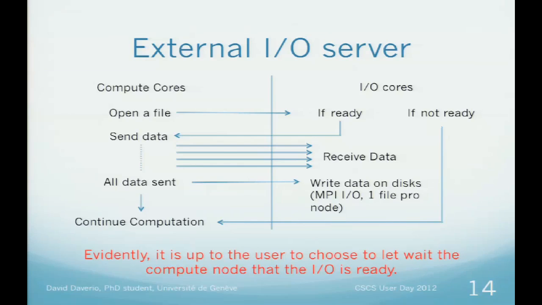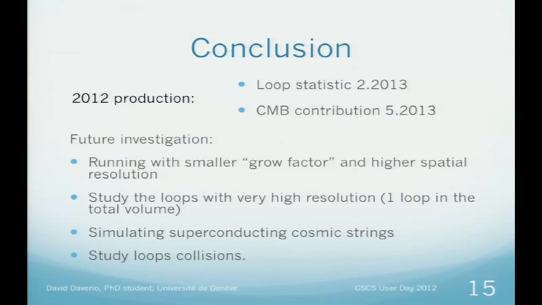OK, and then I can switch to the conclusion. So in 2012, we are running in production. I discussed with my boss this morning, and I should have changed this date. It will be March 2013 for the loop statistic output, and maybe June 2013 for the CMB contribution, because we are waiting for the Planck data to do this loop contribution.